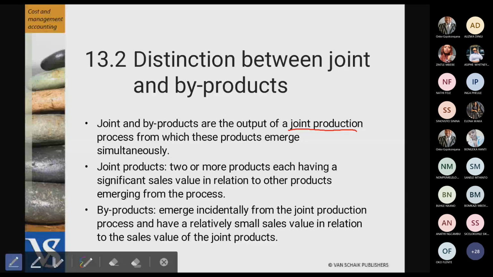Then the byproduct emerges incidentally from the joint production process and has a relatively small sales value in relation to the sales value of the joint product. Because if you compare, you can't expect the price of offal to be equal to or more than the price of chops, to make an example. Because the chops is your main product, but offal is a byproduct. So automatically we expect its price to be smaller than that of the main product. So that's what you have.